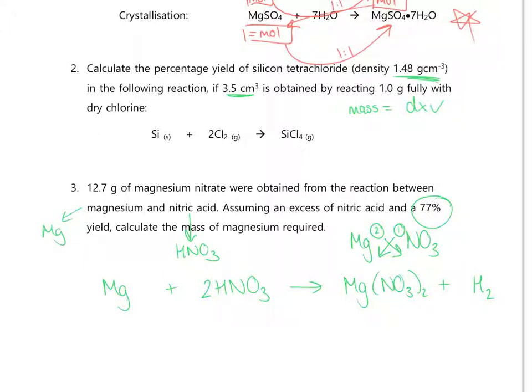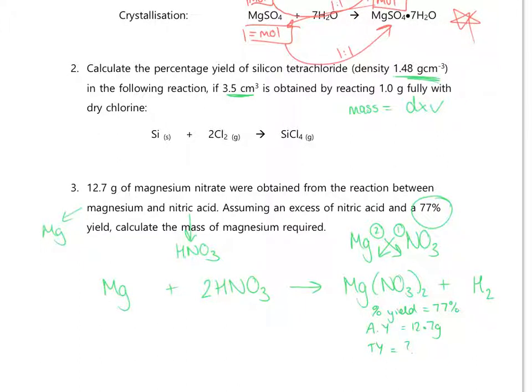So you're starting with your percentage yield of magnesium nitrate, 77%. And you're given the actual yield in the question of 12.7 grams. You need to work out your theoretical yield, and then work out your number of moles, bring it over to magnesium and calculate the mass that way.